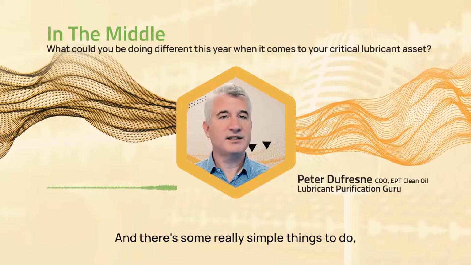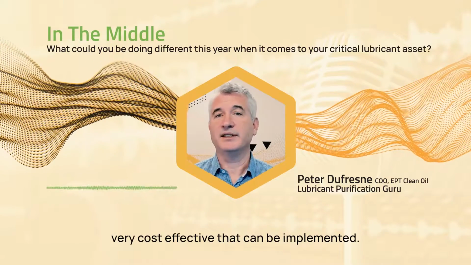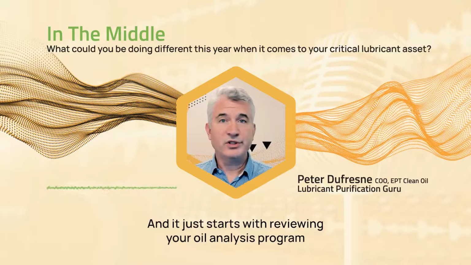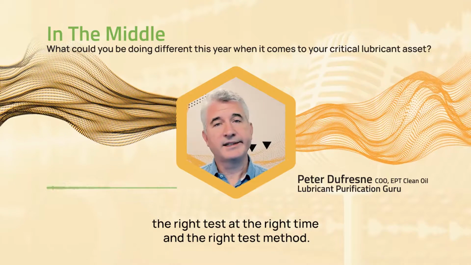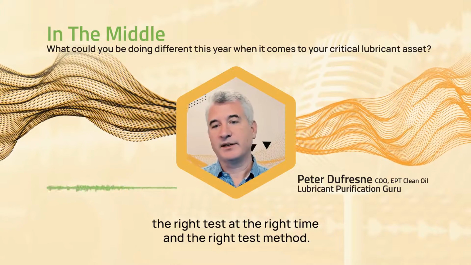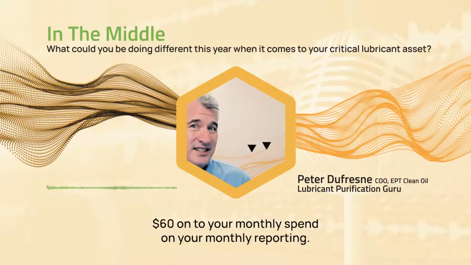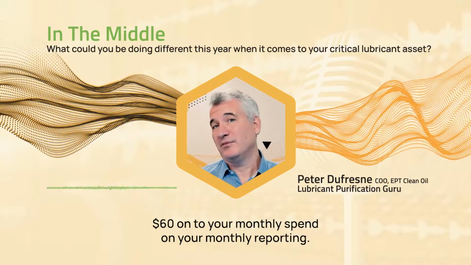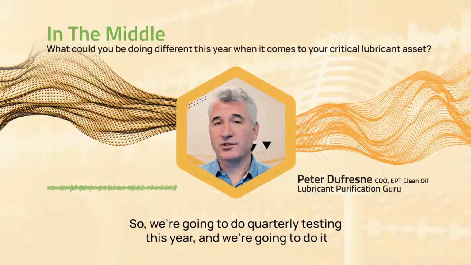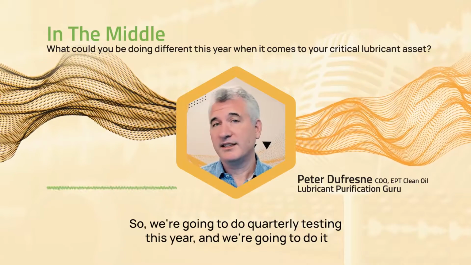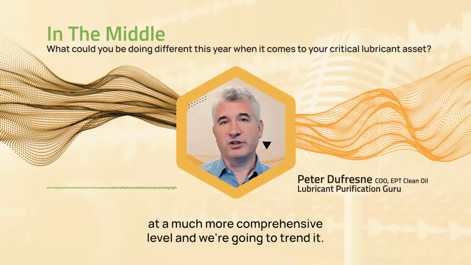And there are some really simple things to do, very cost effective, that can be implemented. It just starts with reviewing your oil analysis program and making sure that you're doing the right test at the right time, to the right test method. And something as little as adding $50, $60 onto your monthly spend on your monthly reporting. And perhaps maybe you can even optimize that. So, we're going to do quarterly testing this year, and we're going to do it at a much more comprehensive level. And we're going to trend it.